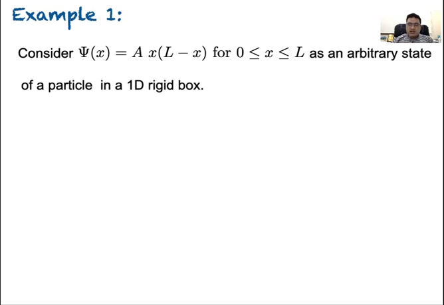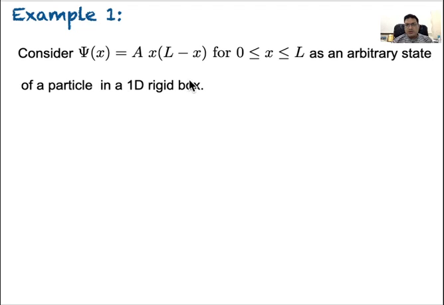Now let's try a few examples. The first example is given here: consider psi of x equal to A times x times (L minus x) for x ranging between 0 and L, and this is an arbitrary state of a particle in a 1D rigid box.